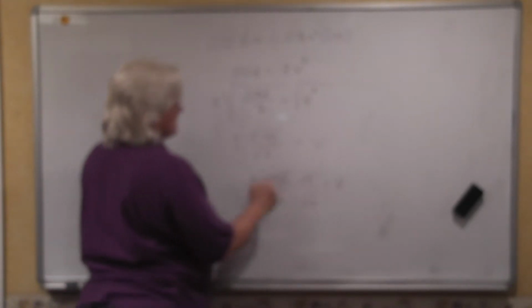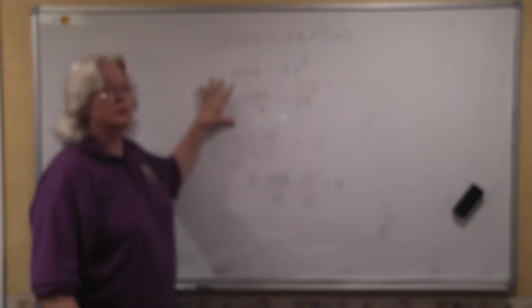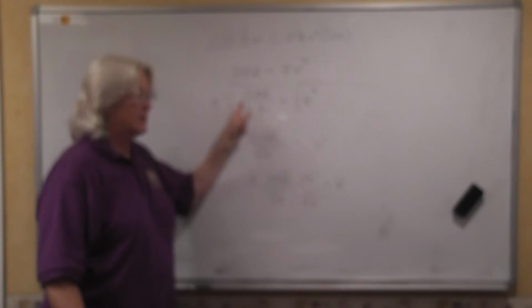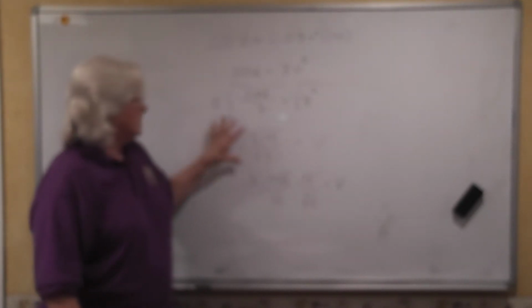Now, what do I have? I have 10 times the square root of D times the square root of 7. Just like the square root of a quotient is the same as the quotient of the square roots, you have that same thing going on with multiplication.